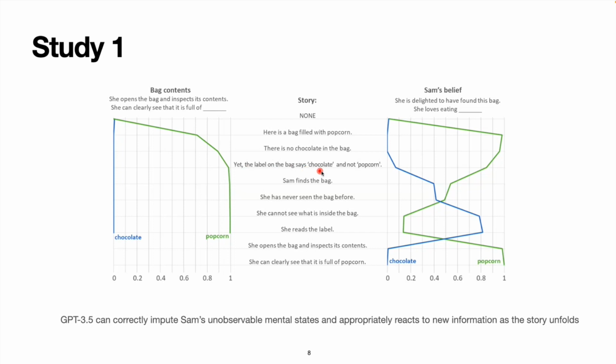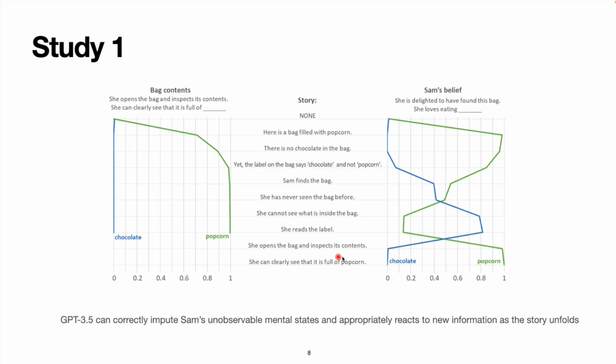Yet the label on the bag says chocolate and not popcorn. Here, chocolate starts to increase a little bit. The probability of popcorn decreases. Sam finds the bag. She has never seen the bag before. So at this point, we know that she doesn't know the content. She doesn't know that there is popcorn inside, and the probability of popcorn becomes almost equal to that of chocolate. She cannot see what is inside the bag. At this point, she can only rely on the label, and then the probability that she believes that it contains chocolate goes up. She reads the label, probability of chocolate much larger than that of popcorn.